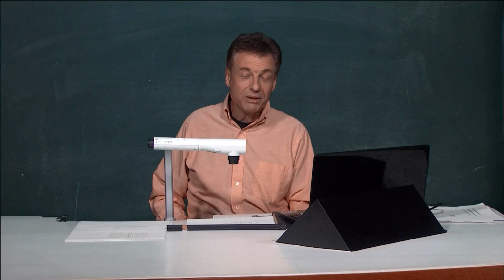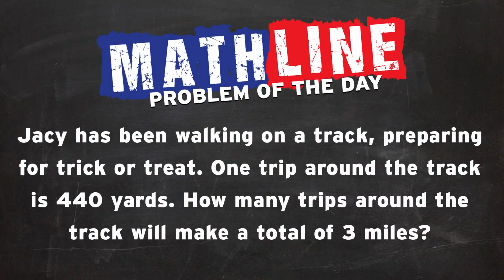Let's go to our problem of the day. It looks like a lot of words there, but it's a story problem. Jacy has been walking on a track, preparing for trick-or-treat. One trip around the track is 440 yards. How many trips around the track will make a total of 3 miles?